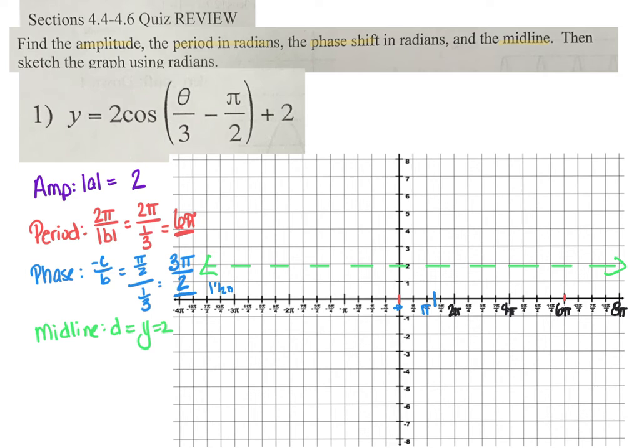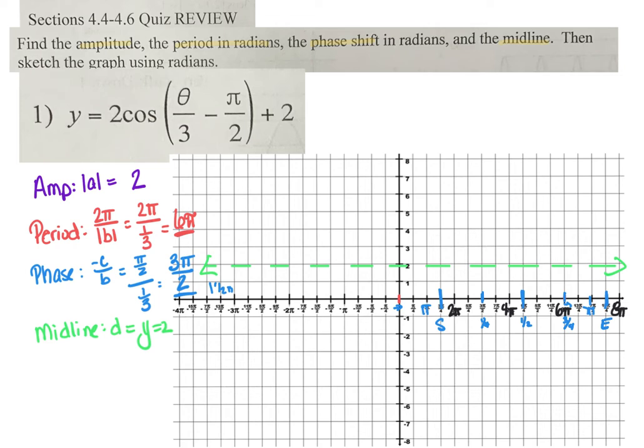Normally I would end at 6 pi, but I need to move it 1.5 pi, so that's going to be about right here. So I have a new starting point, a new ending point, and so I need to cut my starting and ending in half. So my halfway point would be about right here. Then I have a first quarter and a third quarter. And so once I do that, I know where my starting, my first quarter, my halfway, my third quarter, and my ending is going to be for this graph.